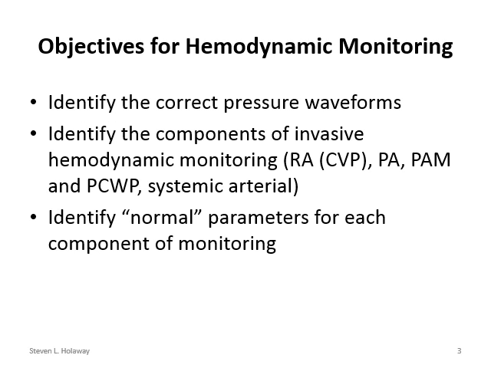Other objectives that we're going to try to meet are to identify the correct pressure waveforms for each of these components of the hemodynamic monitoring, and identify the different components of the invasive hemodynamic monitoring, such as CVP, central venous pressure, pulmonary artery pressure, both systolic and diastolic, pulmonary artery mean pressures, and the pulmonary capillary wedge pressure, or you may just hear it called wedge pressure, and the systemic arterial blood pressure. Your goal is to identify the normal parameters for each of these components of the monitoring.